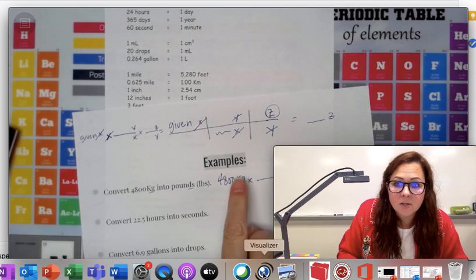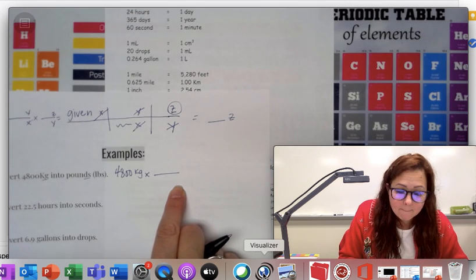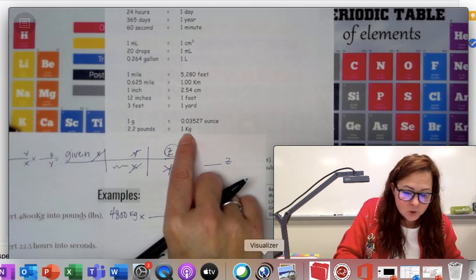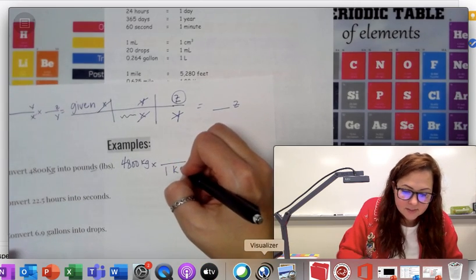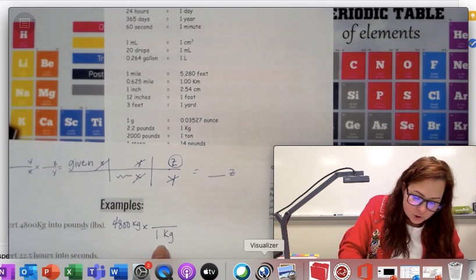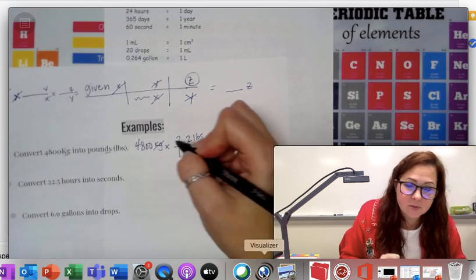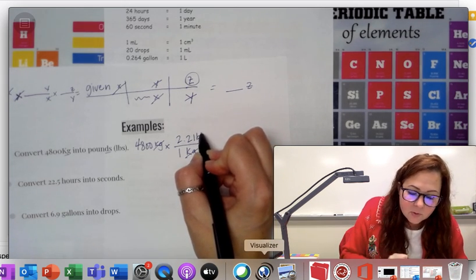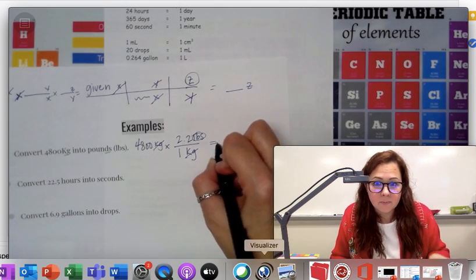Because I have kilograms on top, I have to put kilograms on the bottom to cancel. My conversion factor says that in 1 kilogram, there's 2.2 pounds. So I'm going to put 1 kilogram on the bottom because it says 1 kilogram. Kilogram goes on the bottom, and that's equal to 2.2 pounds. Because I have kilogram on top and bottom, those cancel. That leaves me with pounds, which is what the question's asking for. So I don't have to do any more problem.